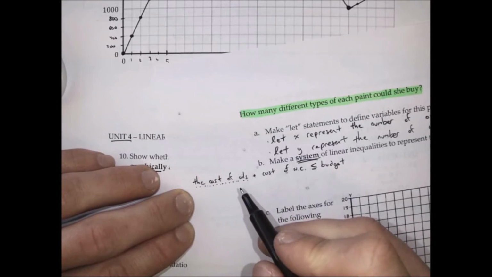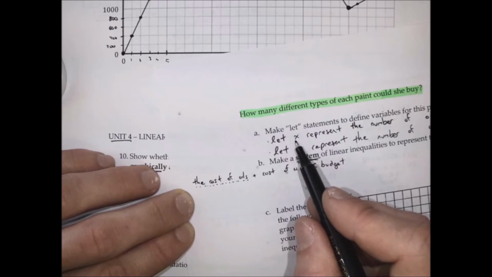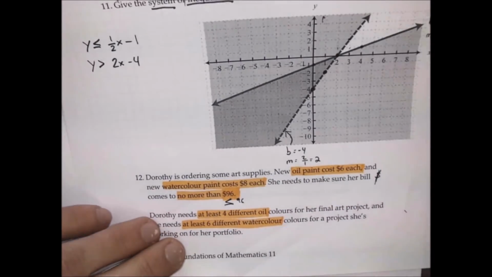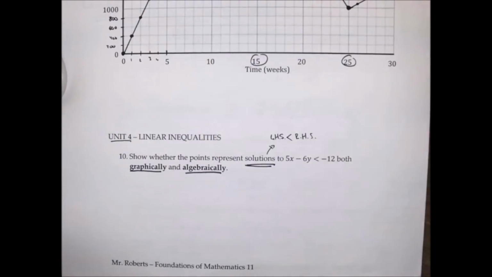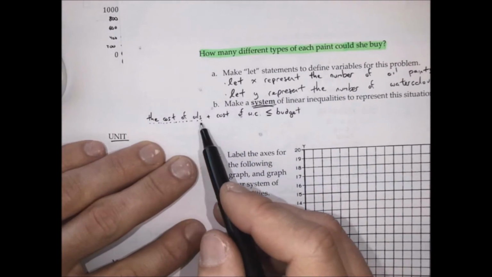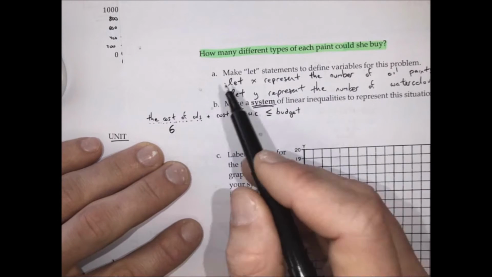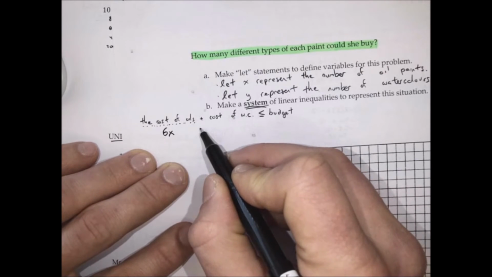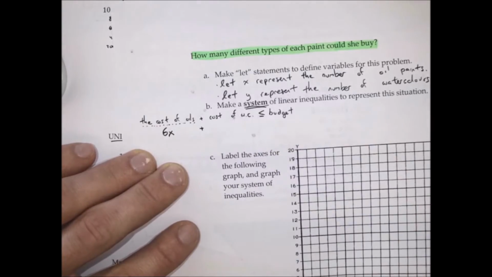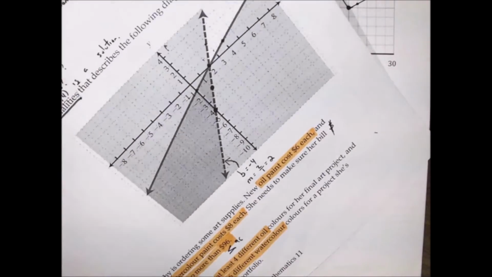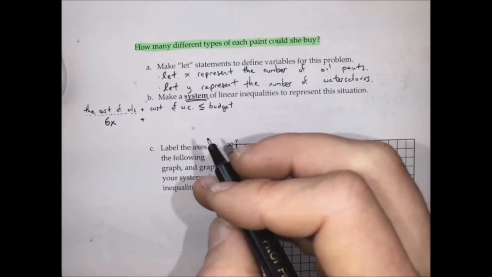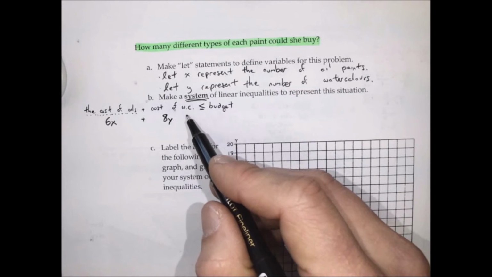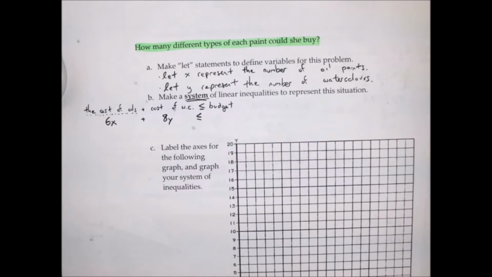So in total, we know that she's going to buy X oil paints. And we know that oil paints cost $6 each. So the cost of Dorothy's oils is going to be $6 for every X oil paints that she buys. So 6X. And we're going to add that to the cost of the watercolors, which were $8 each. So we're going to represent that as $8 for every Y watercolors. So 8Y. And that's got to be less than or equal to the total amount she had to spend, which was $96.